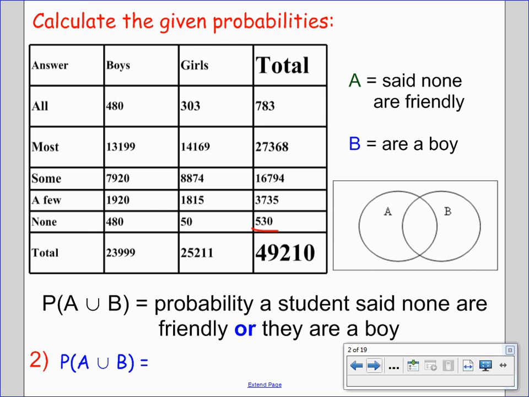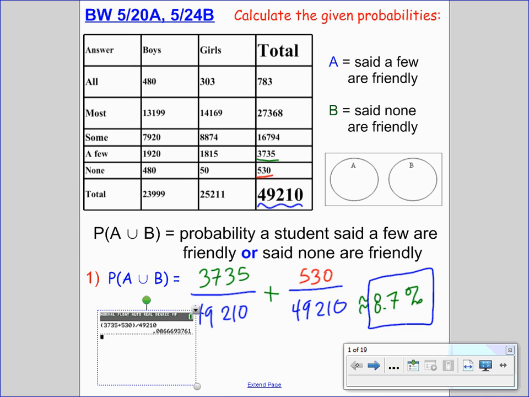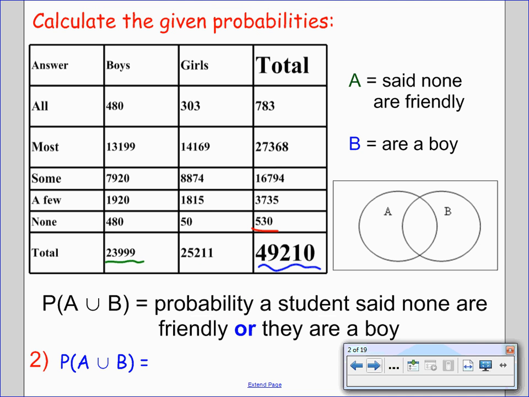Or they are a boy. Well, I can figure out the total number of boys there. It looks like there's 23,999 boys out of my total 49,210. If these were mutually exclusive, it would be the same as last time. We'd add the individual probabilities together. But what's different about this one? Well, don't we have some boys that said none are friendly?